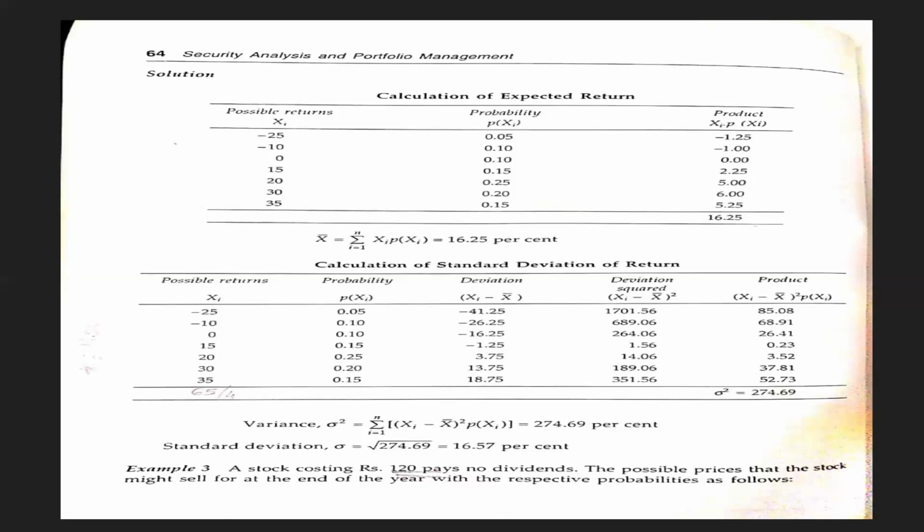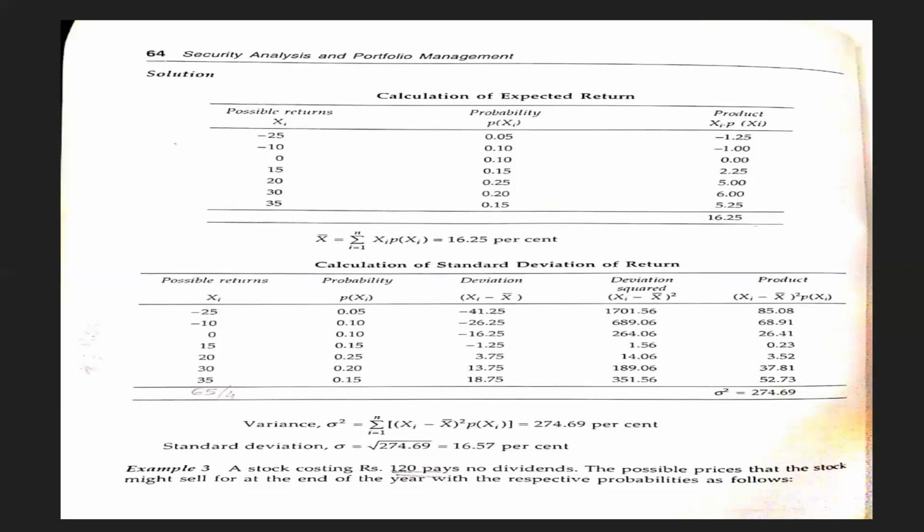Now to eliminate all these negative values, we are going to square these deviations. This is the squared values. Negative 41.25 into negative 41.25 gives you 1701.56. Likewise, you are going to square all the deviation values and you can fill the fourth column.